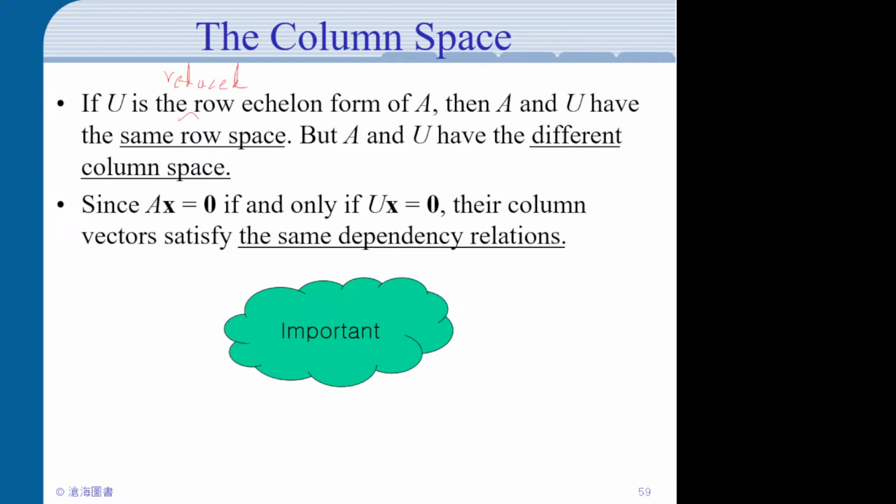Reduced row echelon form, and they have the same row space. And what about the column space? They have different column space. Okay? So that's a little unfortunate, but what's good about it is that they have the same dependency relation. And that means x equals 0 if and only if Ux equals 0.